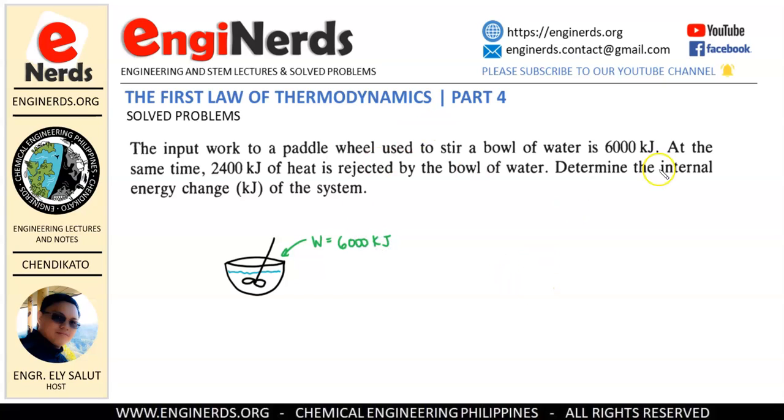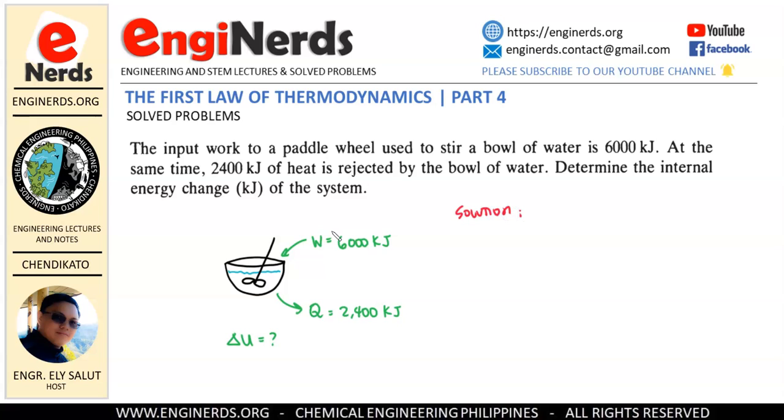Okay? Now, at the same time, 2,400 kJ of heat is rejected by the bowl of water. So there is heat rejected here, which is equal to 2,400 kJ. We need to determine the internal energy change in kilojoules of the system. So our required is to find the change in internal energy in terms of kilojoules. Okay, so let us have our solution here.